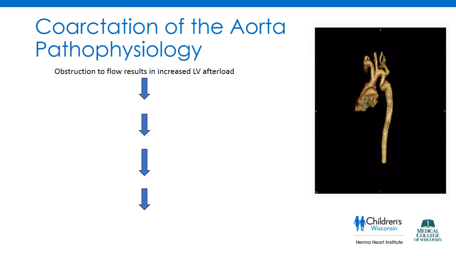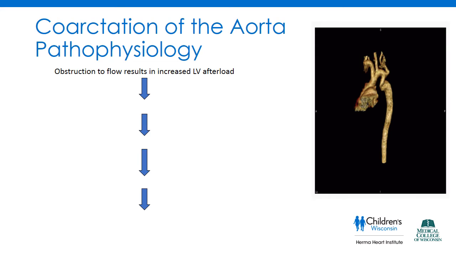So the pathophysiology usually, this again is showing the arch. This is an MRI reconstruction. You can see the brachiocephalic vessels coming off here, and there's like a kink. This is the descending aorta. You can see that there's a real narrowing right here.